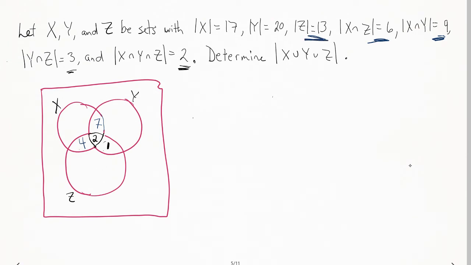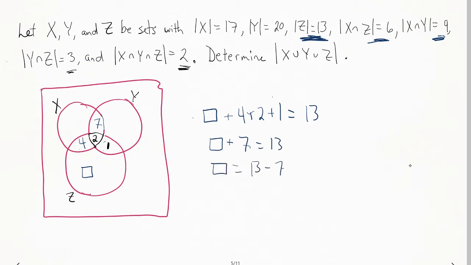We have the cardinality of z equals 13. Notice we have z, and we have this 4, 2, and 1 sitting inside the circle for z. Let's call this square maybe. So we have square plus 4 plus 2 plus 1 equals that 13 that we mentioned up above. Notice that's 6 and 7, so we have square plus 7 equals 13. So square equals, you subtract 7 from both sides, 13 minus 7, so that equals 6. We can put a 6 right here.